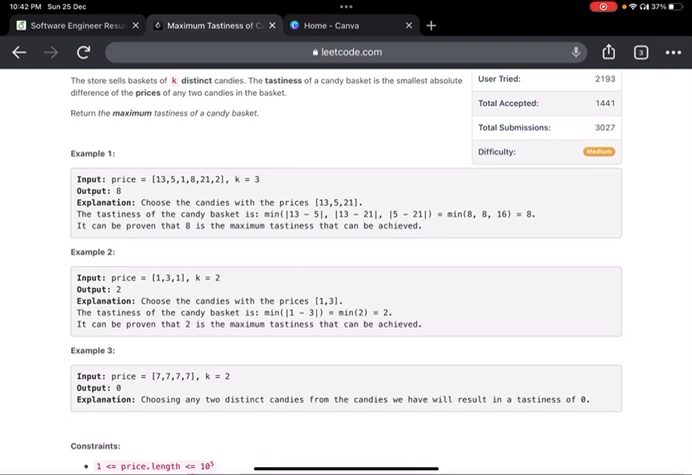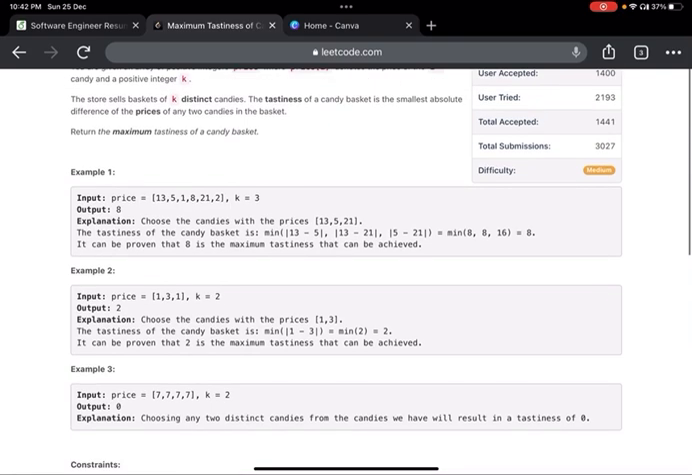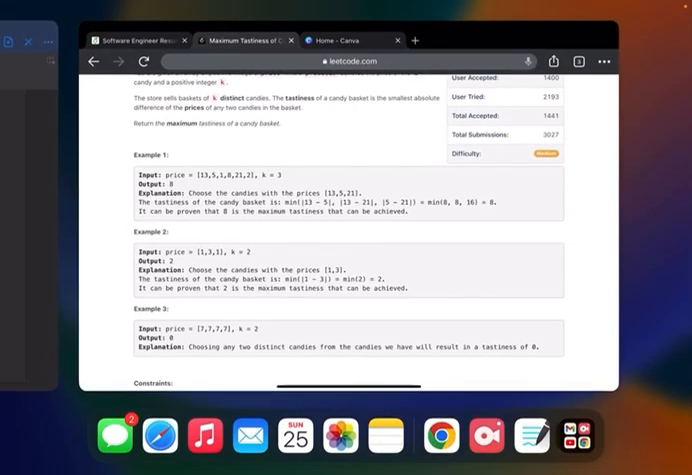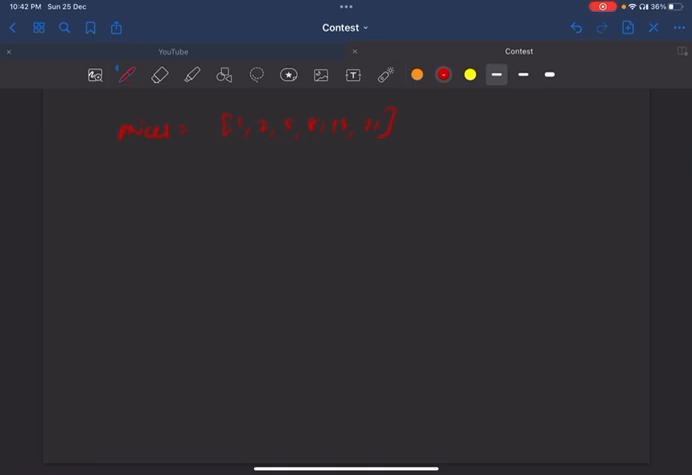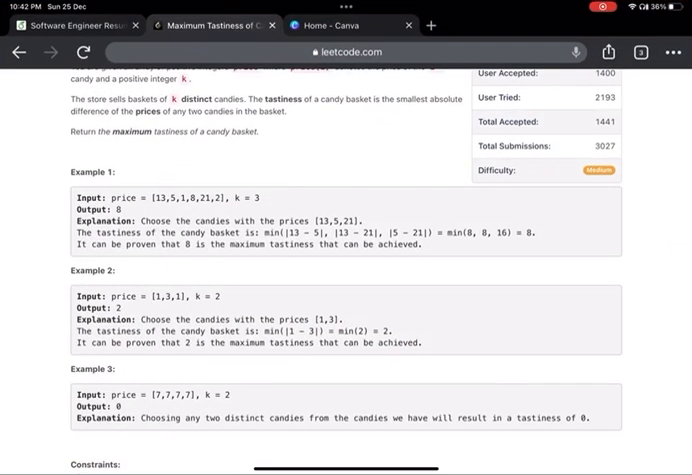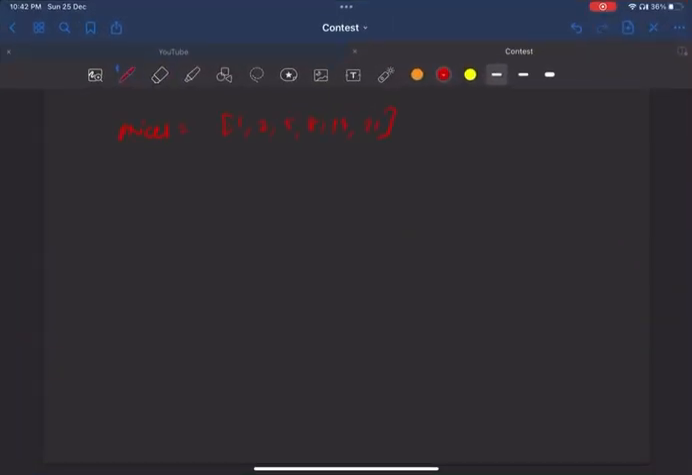So the first approach which should come to your mind is binary search, because we can sort the prices array. For example, this is the prices array after sorting in example 1, and k is given as 3. So the lower bound will be 0 and the upper bound will be 21.